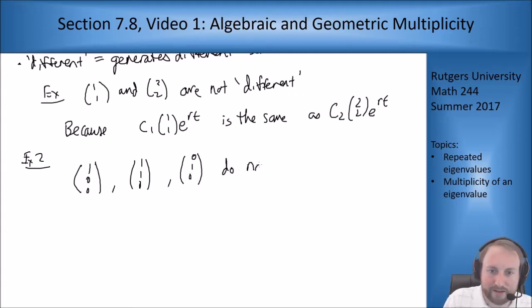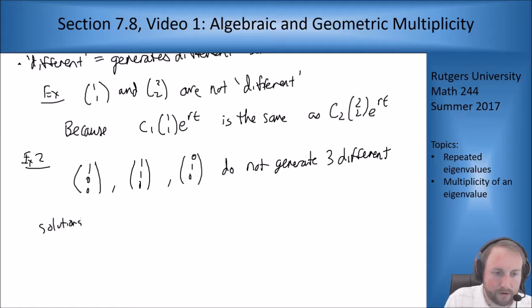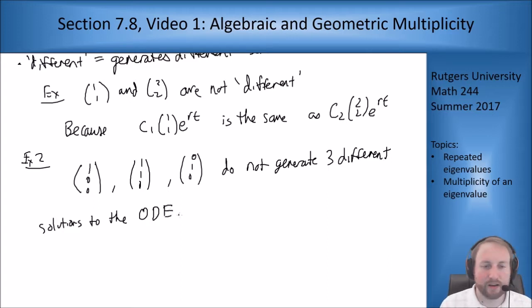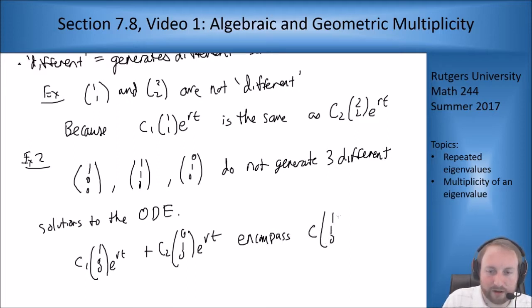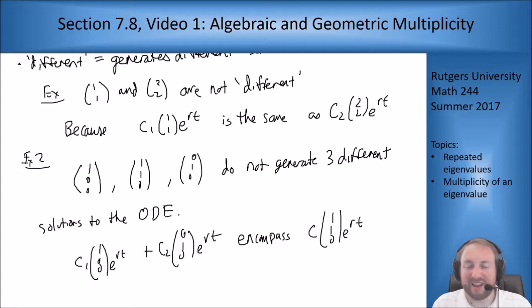these do not generate 3 different solutions to the ODE, whatever ODE that might be that solves this sort of thing. Why is that? Because if I look at C1 times (1, 0, 0) e to the RT plus C2 times (0, 1, 0) e to the RT, I can definitely use that to encompass anything that looks like C times (1, 1, 0) e to the RT, just by picking my constants appropriately.